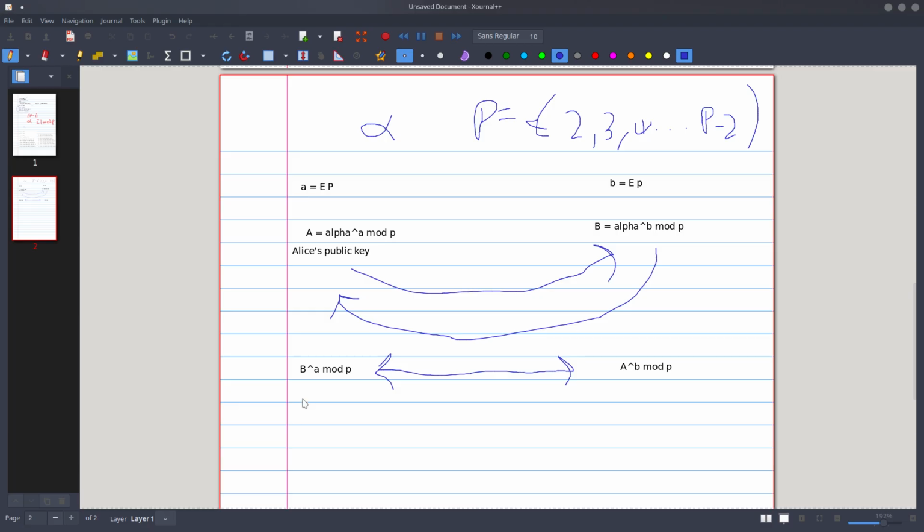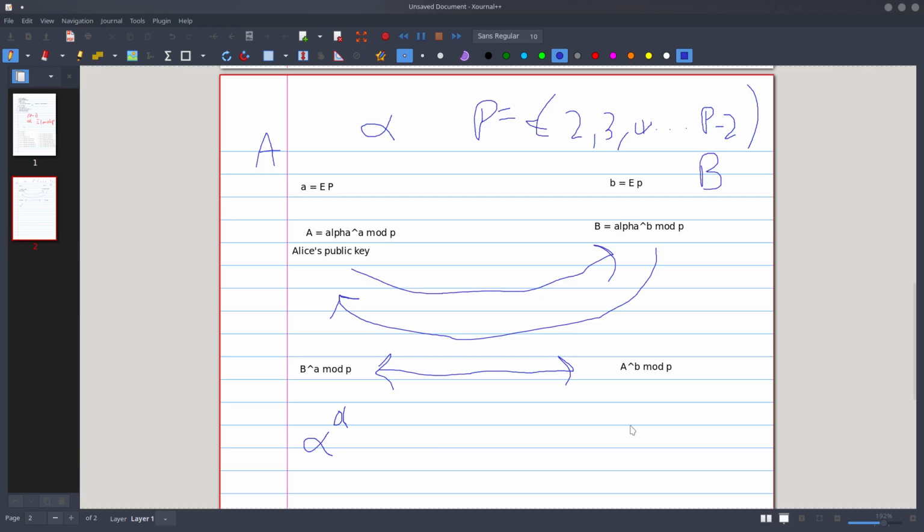So let's start off on Alice's side. I should put A over here for Alice and B over here for Bob, just to make it a little bit more explicit, right? And so let's start off on Alice's side. How did Alice compute her public key? Alice computed her public key as alpha raised to the A, and this is what she sent to Bob, and Bob received this public key.